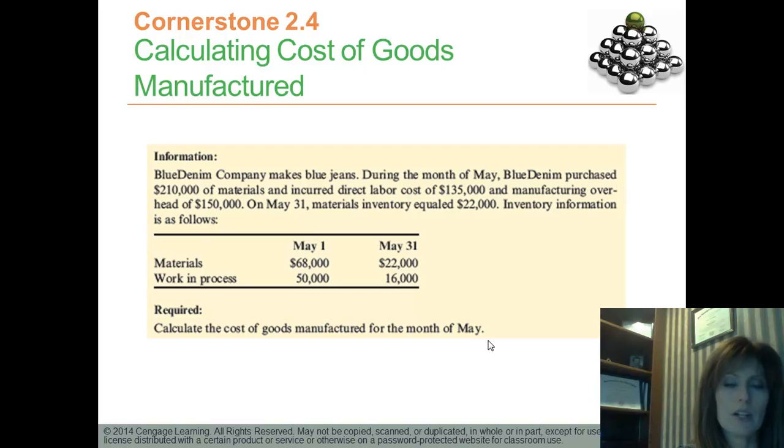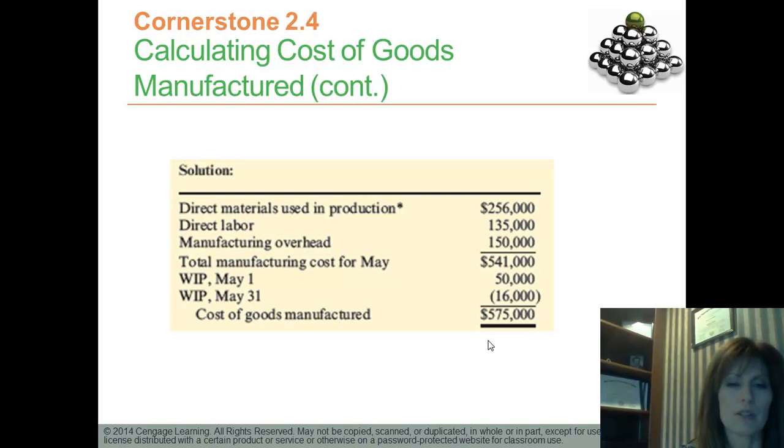All right, so here's Blue Denim again. It asked us to calculate the cost of goods manufactured for the month of May, and gave us the same information, direct labor, et cetera. Now we're going to get a little bit fancier. Direct materials used in production was the 256 that we just calculated a couple slides ago. Now we add direct labor and manufacturing overhead to get the total manufacturing cost. So we have 541,000 we put into manufacturing our jeans.